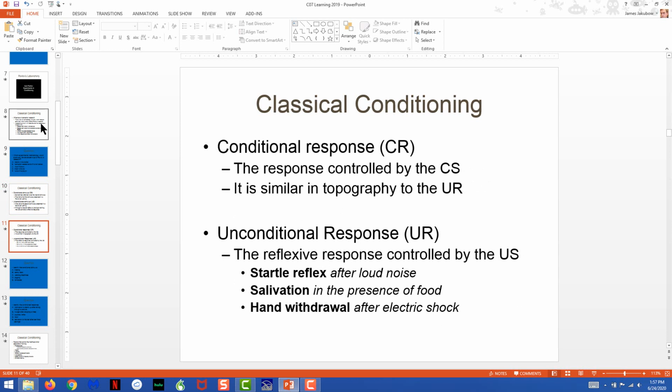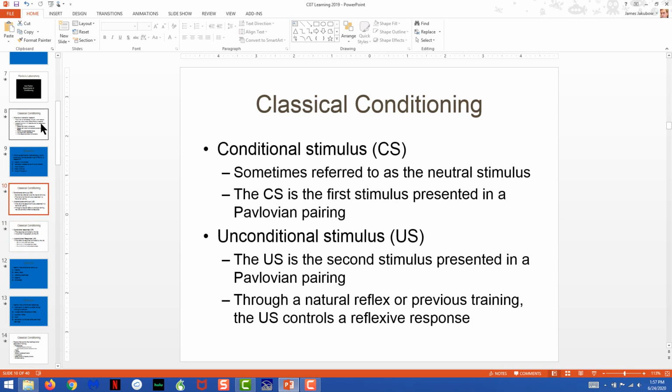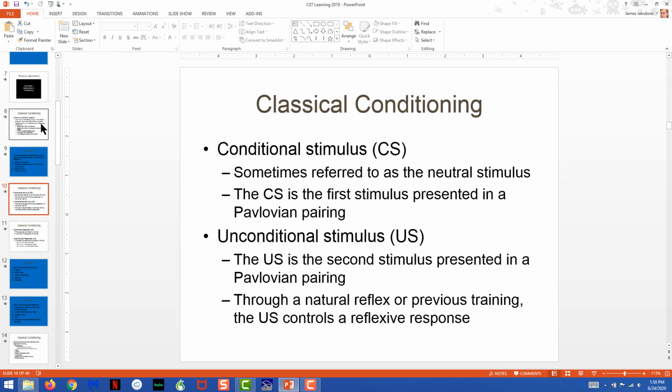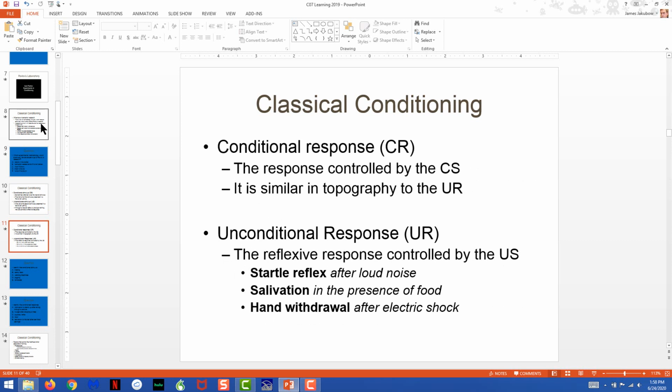Now, there are two other aspects that you have to pay attention to. These are related to responses: a conditional response and an unconditional response. And to flip back and forth with these slides, please note that the conditional stimulus that you see on the top of the screen here is always related to the conditional response that you see on the top of the screen here. And the unconditional stimulus here is always connected to the unconditional response here.